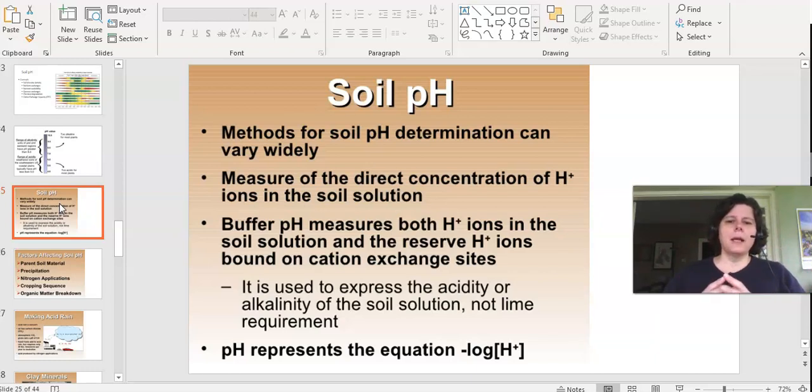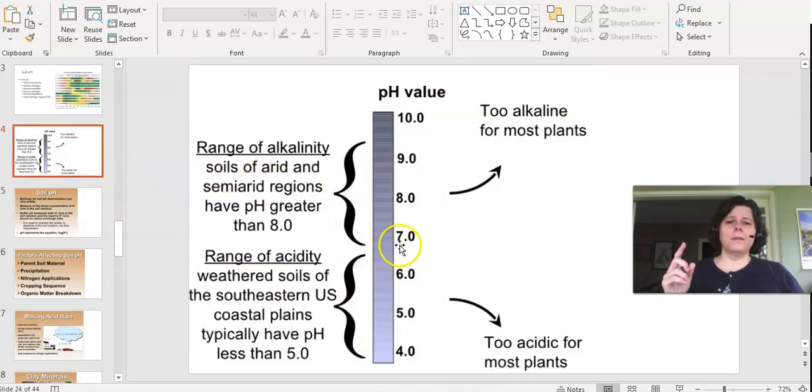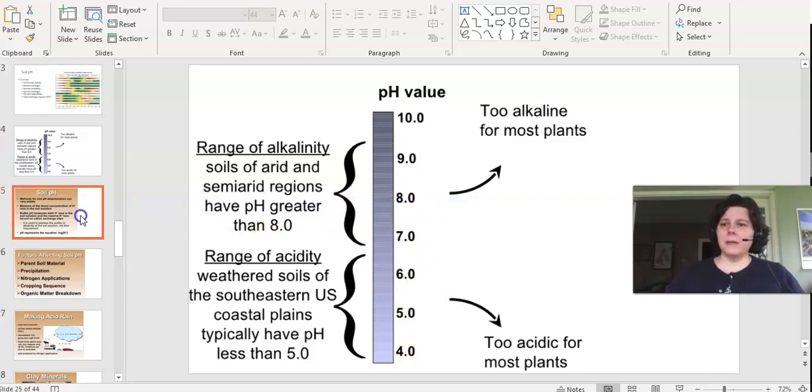You all know that pH is represented by the negative log of the H+ ion concentration. So one of the things to always keep in mind when we talk about pH is that the difference between 7 and 8 is a tenfold change. This is a tenfold difference in each one of these numbers. So it makes a big difference when you go from 7 to 8. It's tenfold.